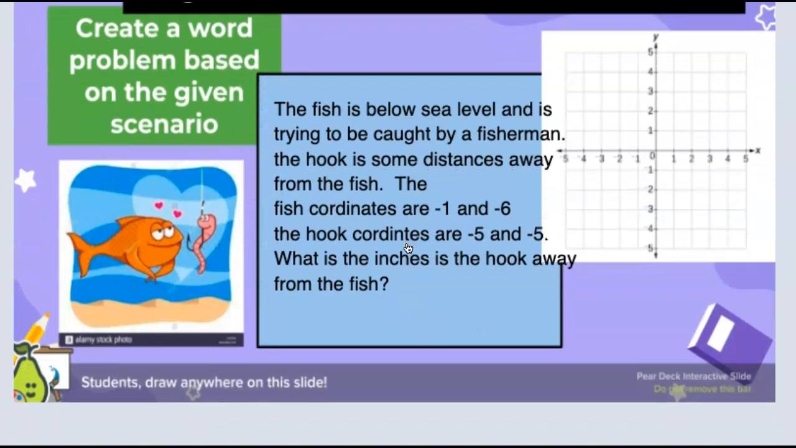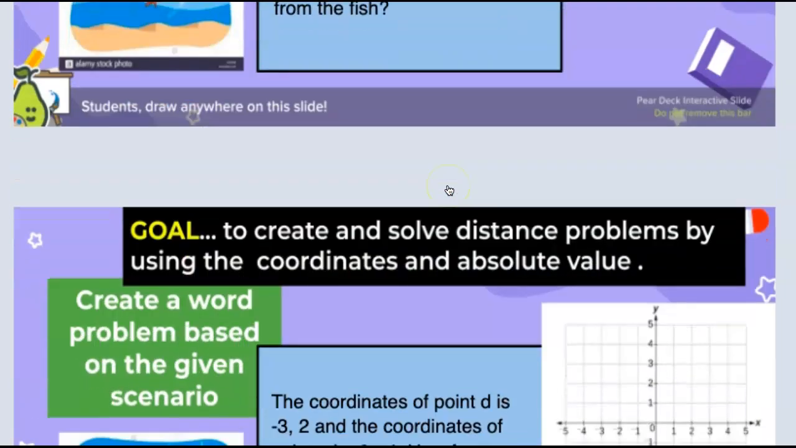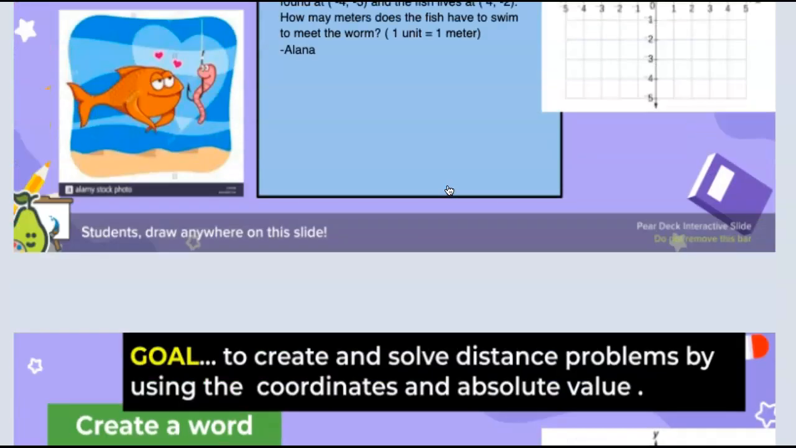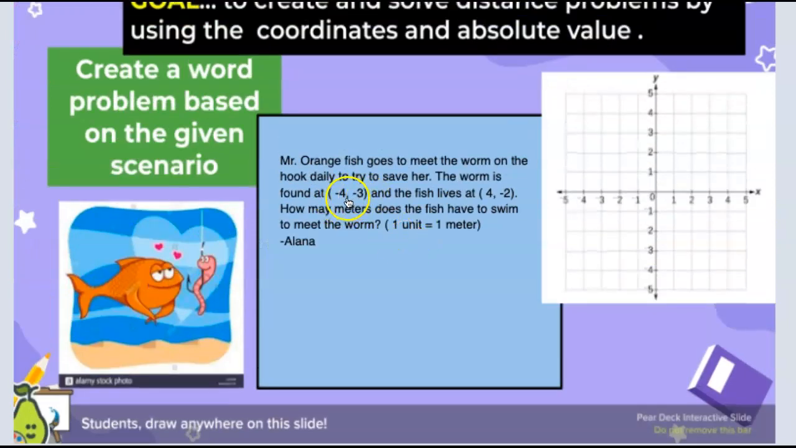The fish is below sea level and is trying to be caught by a fisherman. The hook is some distance away from the fish. The coordinates are (-1, -6), and the coordinates of the hook are... Instead of writing that the coordinates are, you could put them in parenthesis form, like (-1, -6). Okay? So that's how we really plot the points.